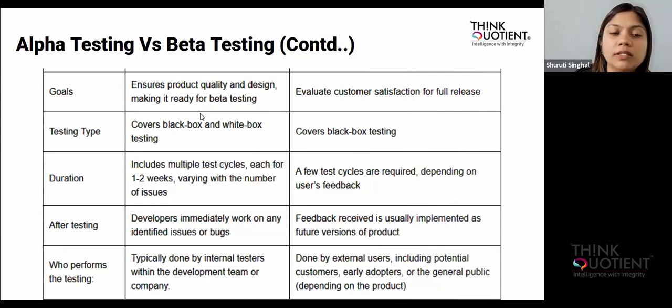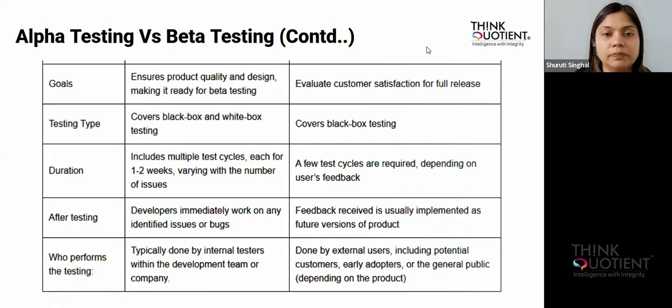So when do we do alpha testing? When developers immediately work on the identified issues or bugs, and feedback, when it is received, is implemented in future versions. As I told you, who performs alpha testing? It is typically done by internal testers, who are part of the development team or the company. And beta testing is done by external users. This could be some customers, early adopters, or the general public, depending upon the product. So that is the difference between alpha testing and beta testing.